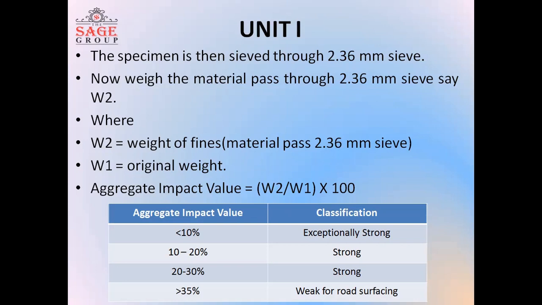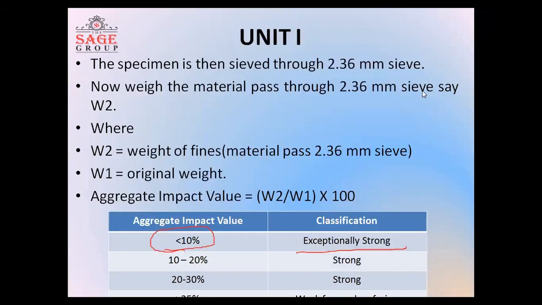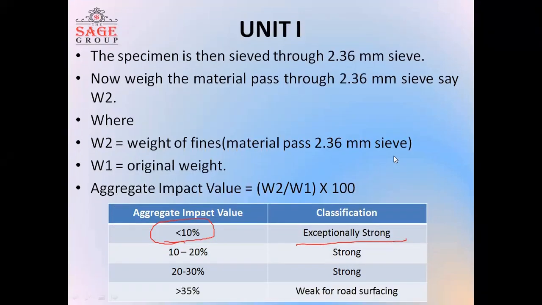If the result is less than 10%, then it is considered exceptionally strong, which is used on the top surface of pavements, in beams, in columns. If the value lies between 10 to 20%, then the stone is considered strong. It cannot be used on the top surface, but it can be used below the top surface, or in the beam, column, slab, water tank, etc.